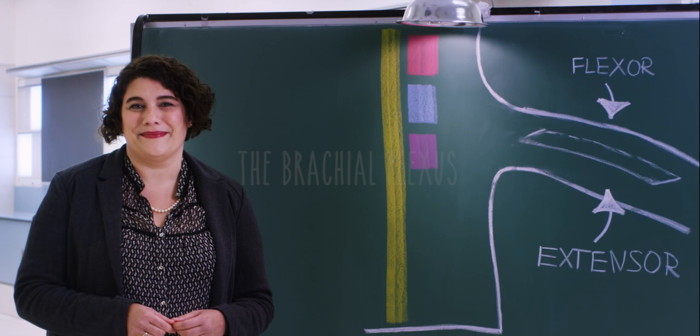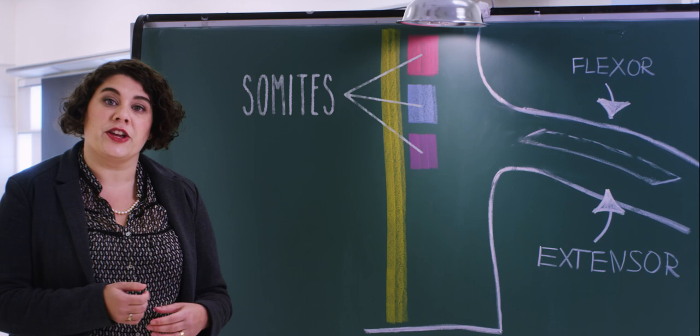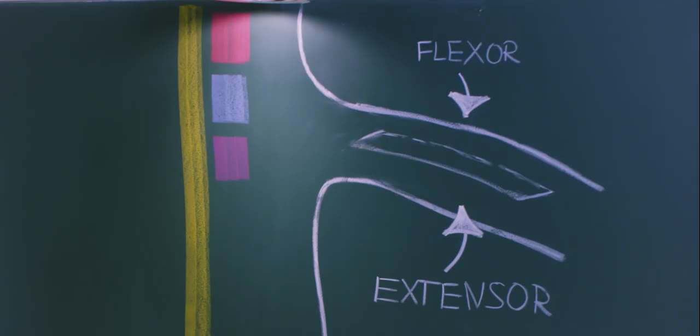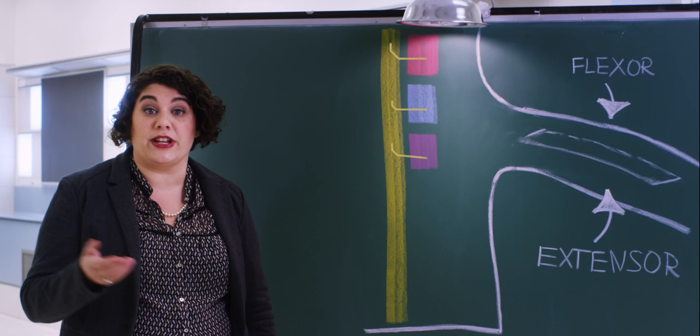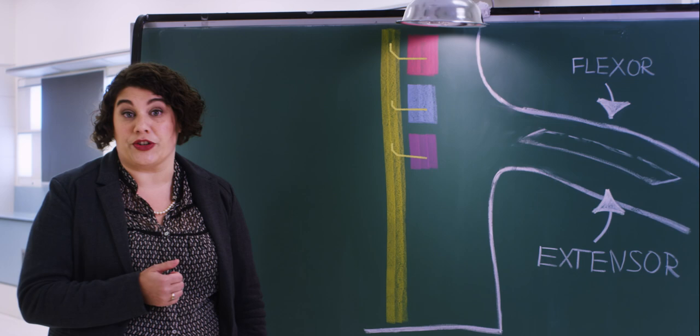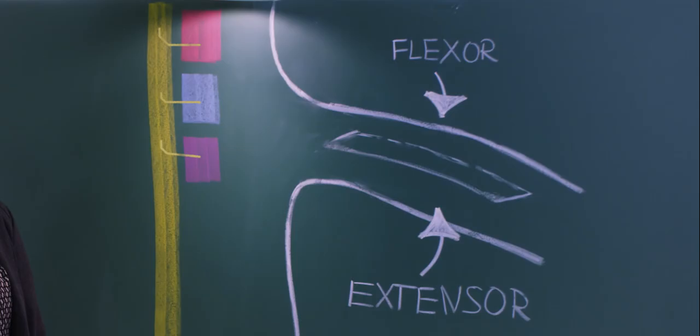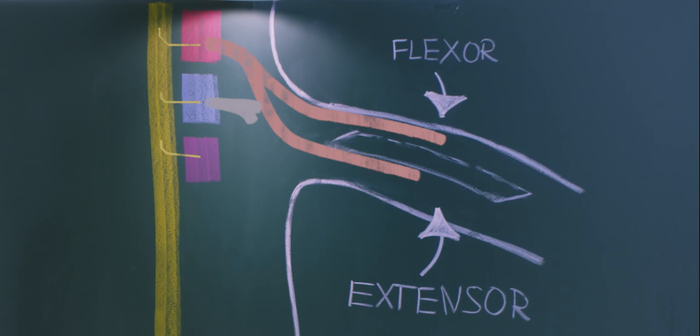During development, the precursors of the musculoskeletal system, the somites, migrate into what will be a limb. Each somite is associated with its own spinal nerve. Muscles are organized into compartments that share similar functionality. For example, here in the upper limb, we have a flexor and an extensor compartment. Parts of somites can migrate into more than one of these muscle compartments, and they take their nerves with them.